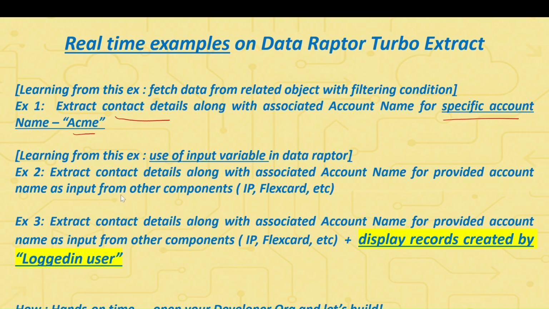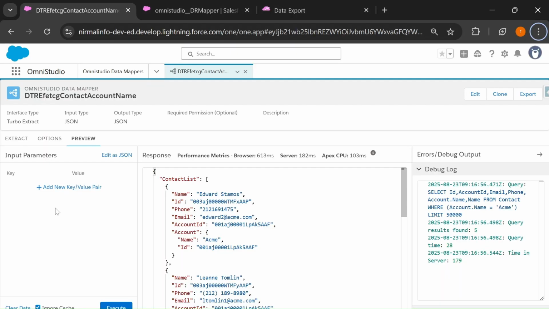Now let's see the second example. The second example says extract contact details for a provided account name as an input variable from other components. Here ACME was given as a specific account name. Now we have not given any specific account name, but the name of the account will be provided in terms of an input variable. Now let's see how we can achieve this.